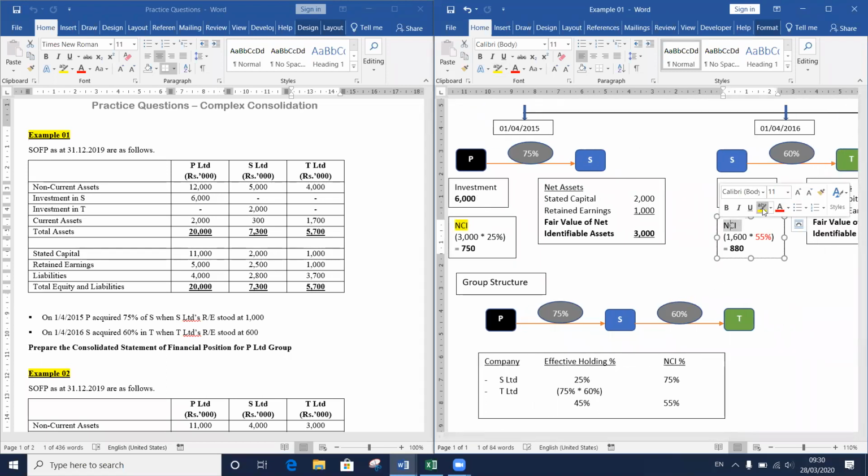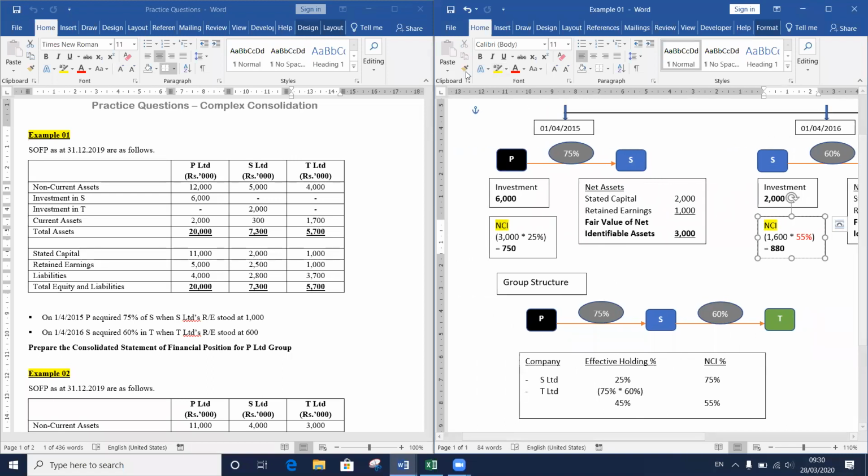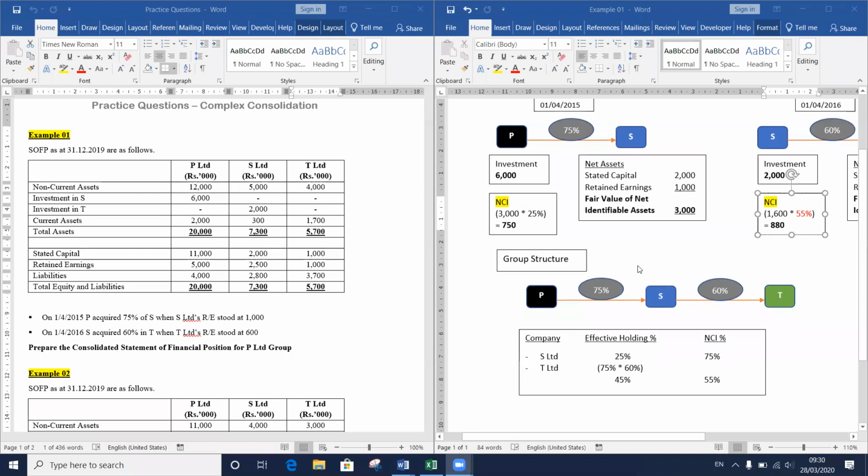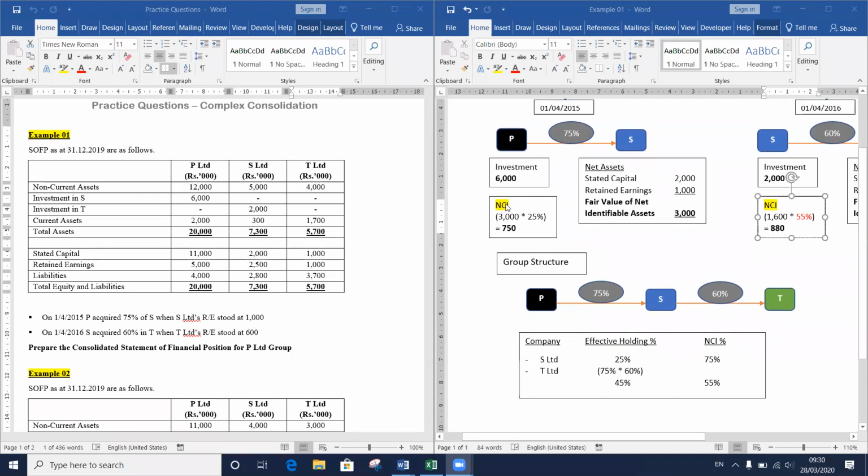NCI. Can you remember what this NCI stands for? What do you mean by NCI? Non-controlling interest. Right. It is the equity portion that we cannot control, the portion that does not belong to us. Amount that does not belong to us simply. NCI can be determined on two bases.